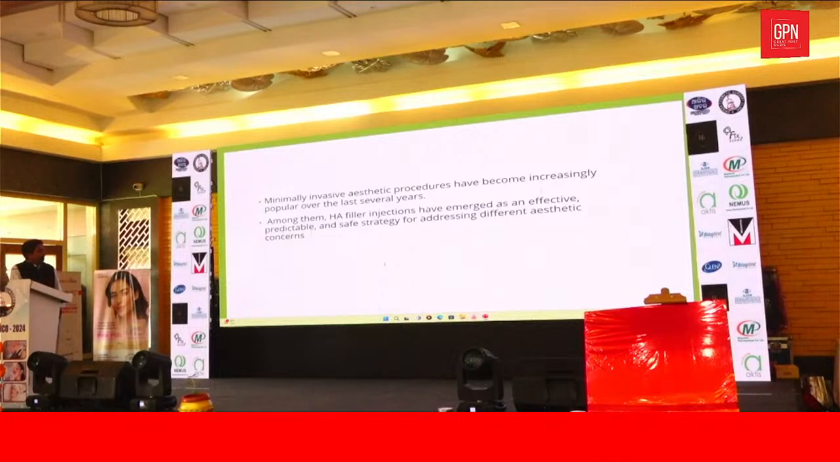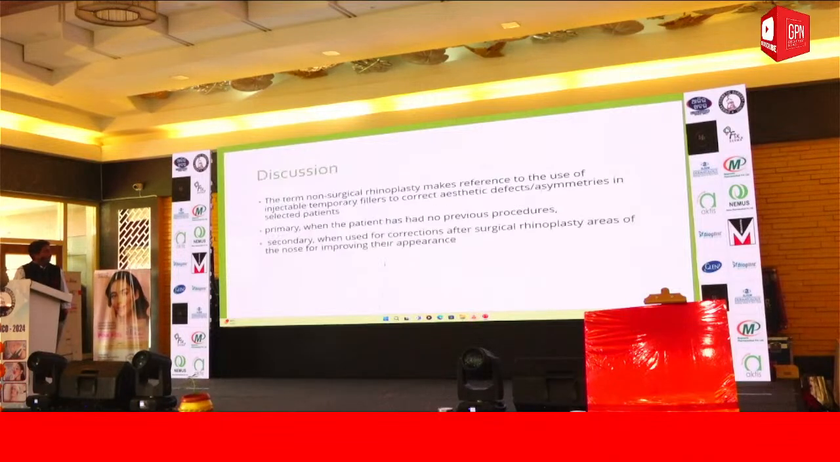Aesthetic procedures have been increasingly popular for several years now. Hyaluronic injection is the best. The term non-surgical rhinoplasty refers to the use of injectable temporary measures. It is either a primary procedure, when the patient has not received anything earlier, or a secondary one, when given a touch-up.